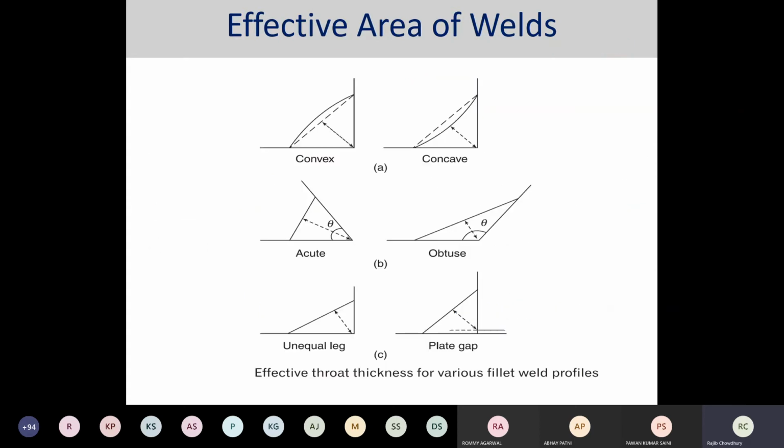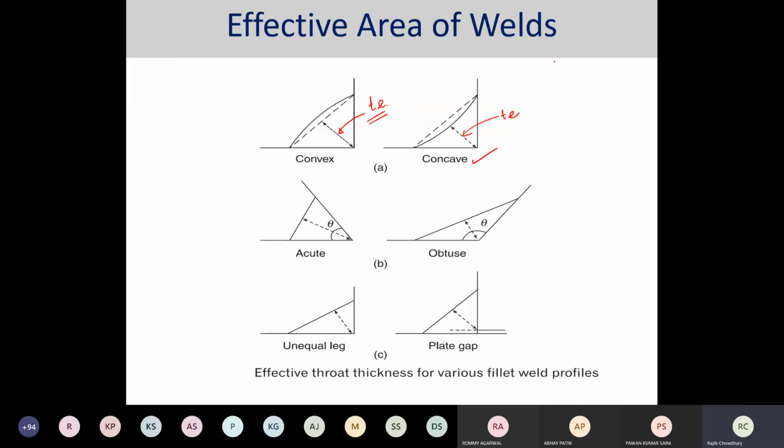You may also find different kinds of fillet weld. Sometimes it is called a convex fillet weld. What is this dotted line? These dotted lines basically show how to calculate or identify the throat thickness. If it is a concave section, then how to define the throat thickness over here. For example, for any other different fusion angle, what should the throat thickness be?